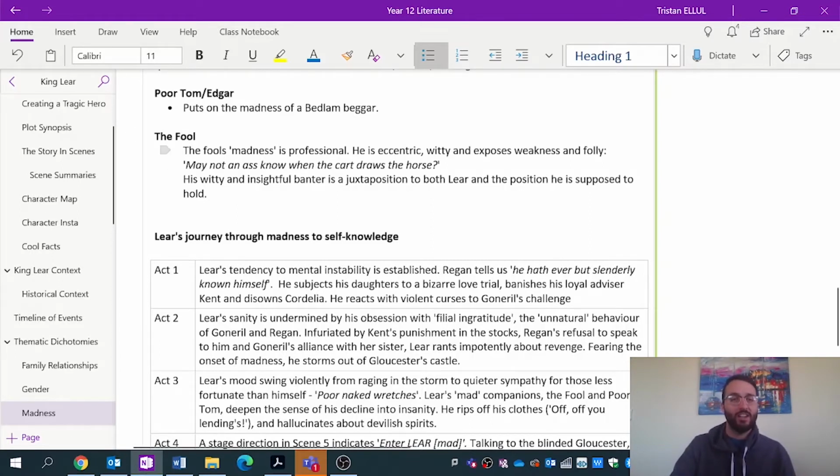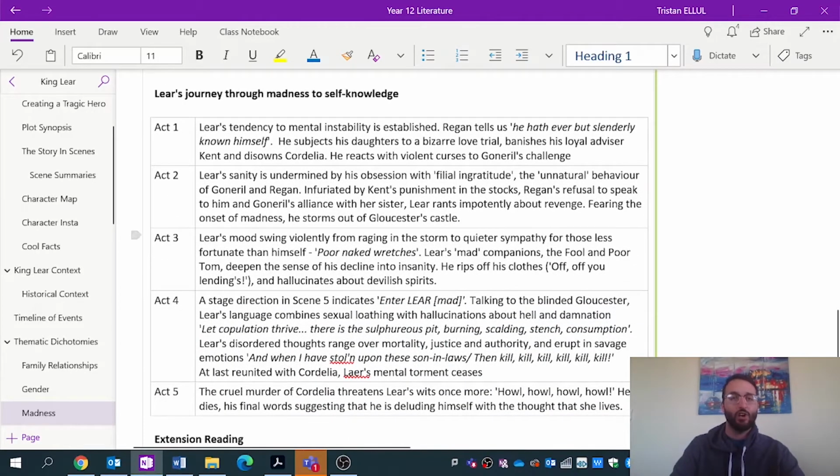So quotes like, "May not an ass know when the cart draws the horse?" He has these turns of phrases that are insightful, and it provides a juxtaposition to both Lear and the position he's supposed to hold. So Lear is that rage and thoughtlessness, whereas the Fool is very quick-witted and precise with the way he uses language and the madness that he has.